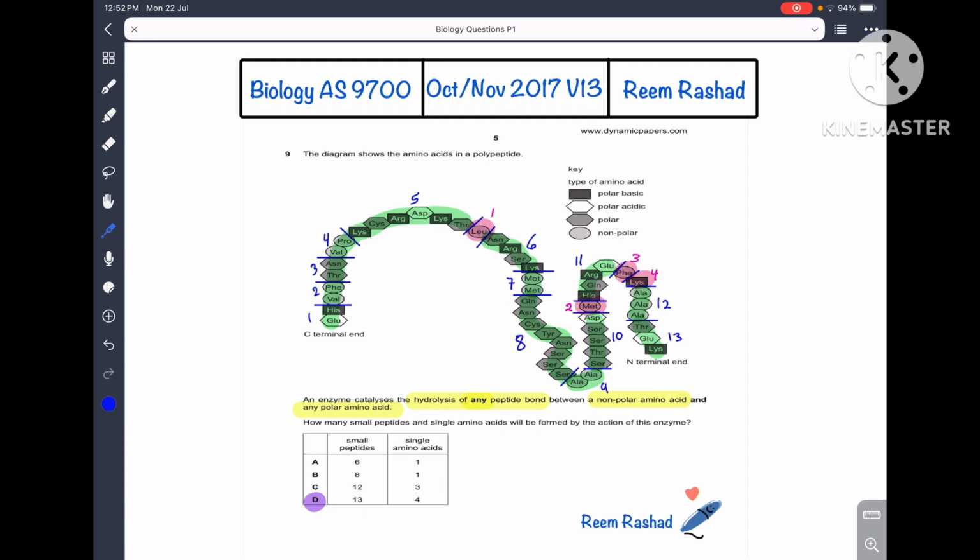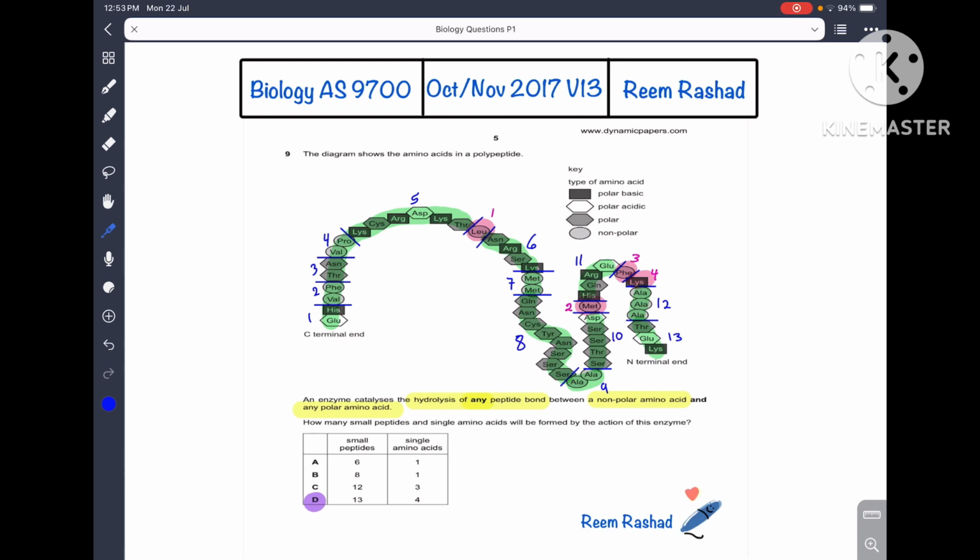So if we apply this information on the given diagram, we can see that this is a nonpolar amino acid and this is a polar amino acid. So the enzyme will catalyze the hydrolysis of the bond between them. So a small peptide will be formed on this side and another small peptide will be formed on the other side. And the same thing here. This is nonpolar and this is a polar amino acid. So the enzyme will catalyze the hydrolysis of the bond between these two amino acids. And this will continue to happen till the end of the polypeptide.